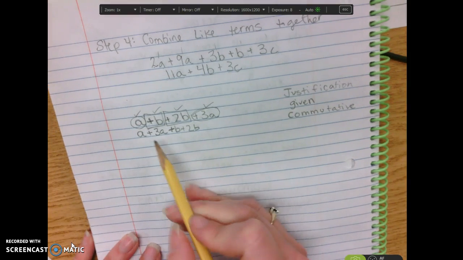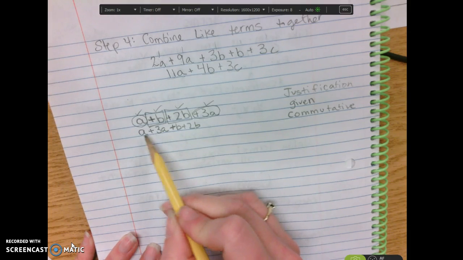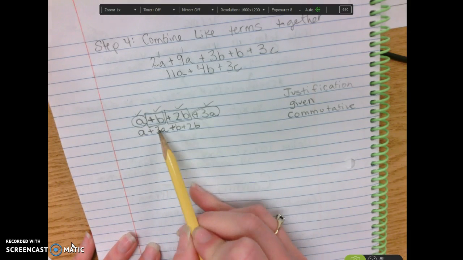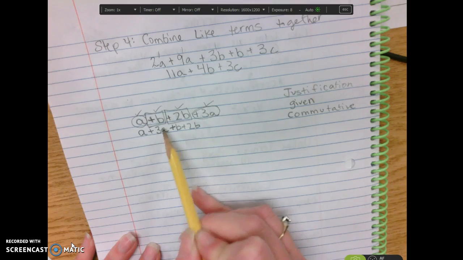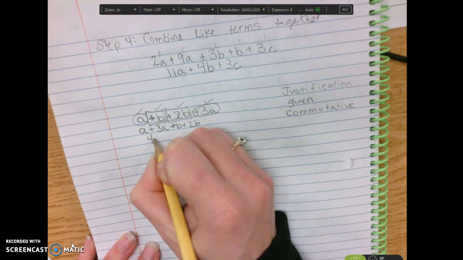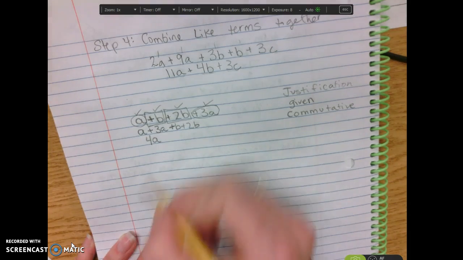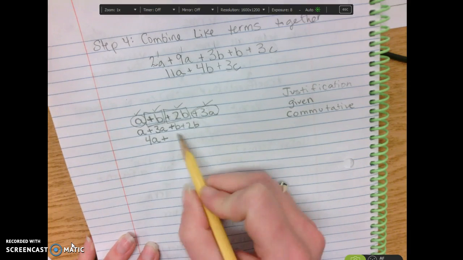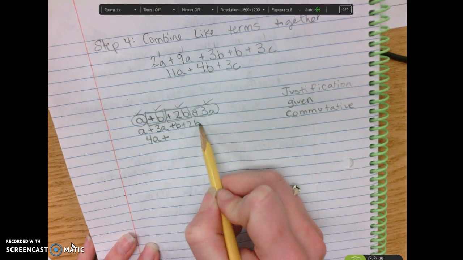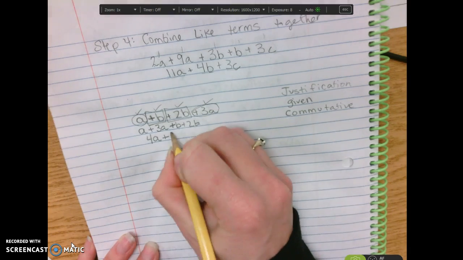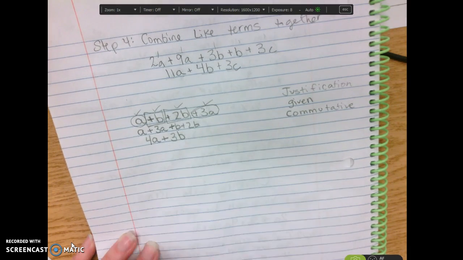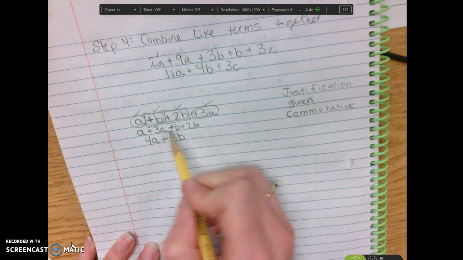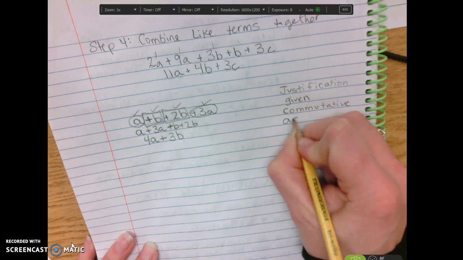So now my job is to simply combine the like terms. So if I have one apple plus 3 more groups of apples, that means I have 4 groups of apples. Plus, I have 1 banana plus 2 more bananas means I really have 3 groups of bananas. And why I'm allowed to do that is simply, what did I do? I added.